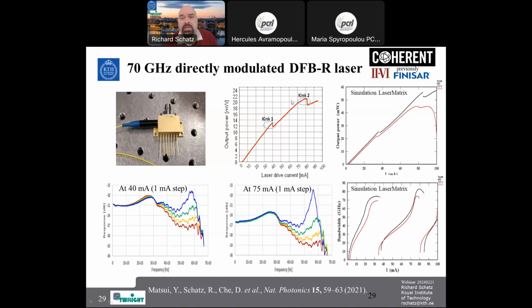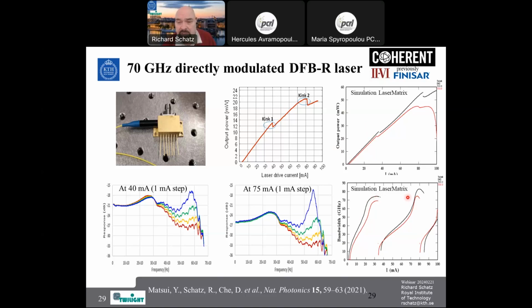It's possible to model this with my LaserMatrix software, which we used for the design. And then you see a very similar behavior here, these kinks here. And just before the kinks, you see you reach very high bandwidth. It's due both to photon-photon resonance and also detuned loading. Here you have both, and also, in fact, FM to AM conversion. So we use all three effects here to get high bandwidth.